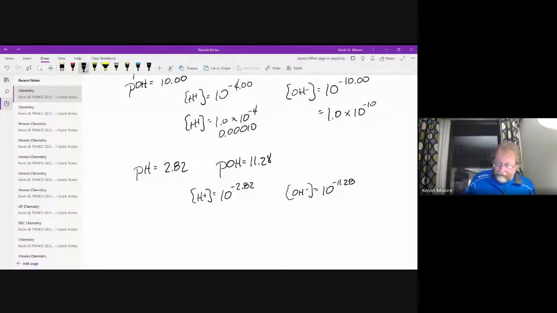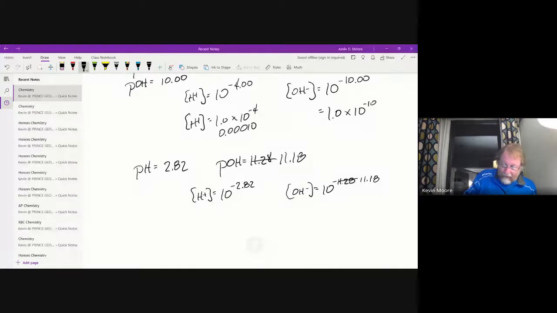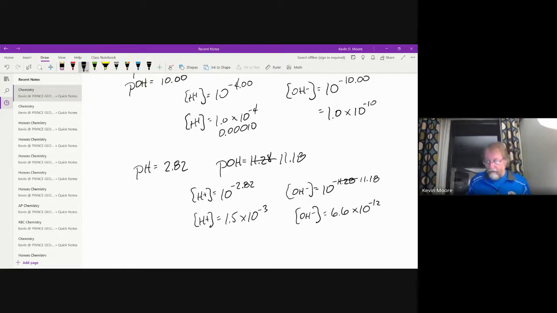All right. So this actually was 11.18. Hopefully some of you caught that mistake. And so this would be 11.18. Add that. So now my hydrogen ion concentration was 1.5 times 10 to the minus 3. And my hydroxide concentration is 6.6 times 10 to the minus 12.